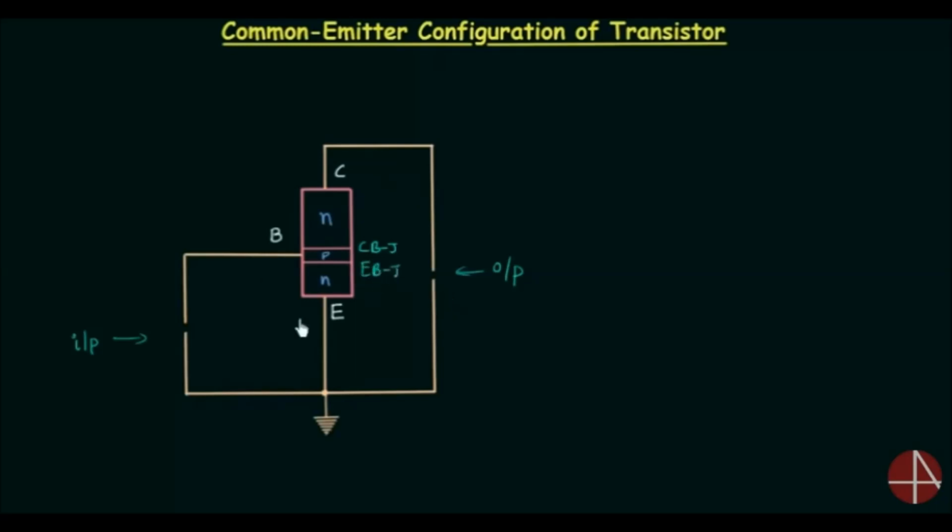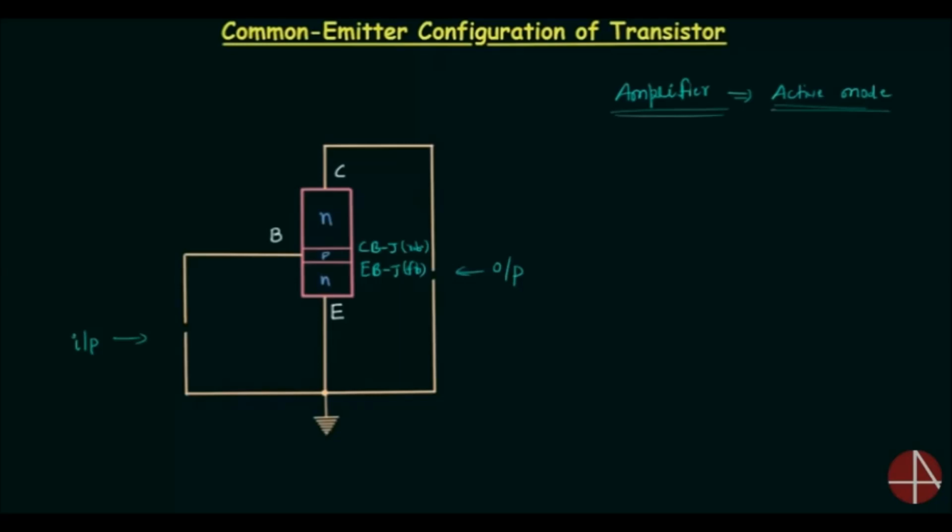We want to use this transistor as amplifier, and in order to amplify the input signal, the transistor must operate in active mode. In active mode of operation, collector base junction is reverse biased and emitter base junction is forward biased.